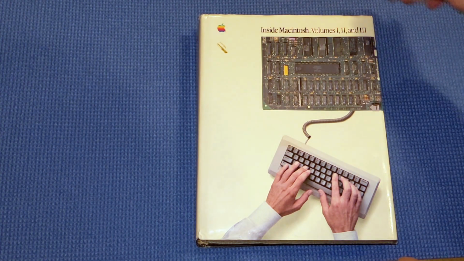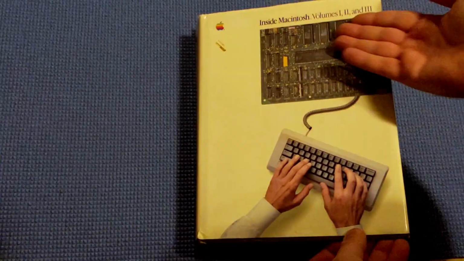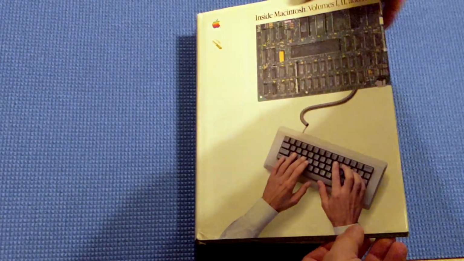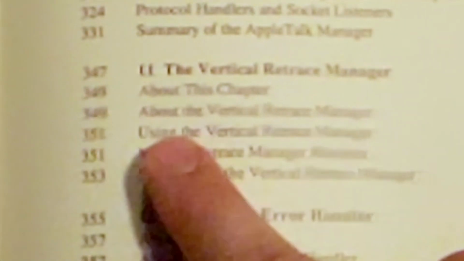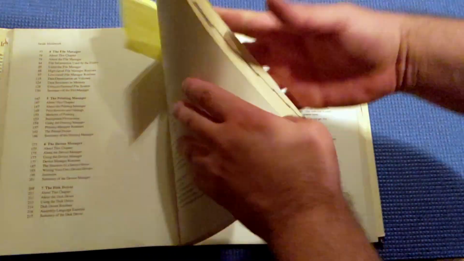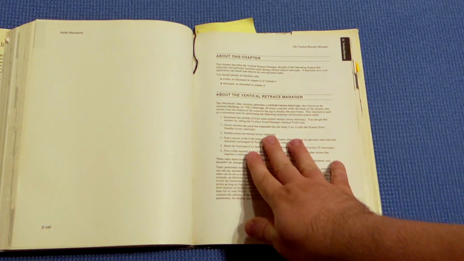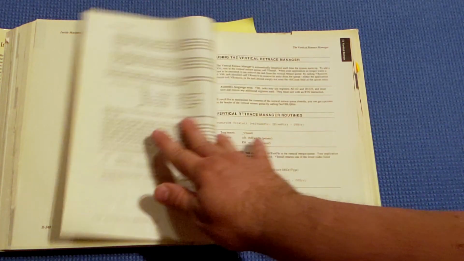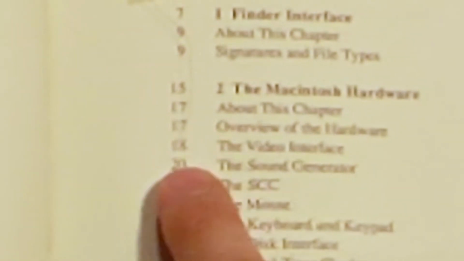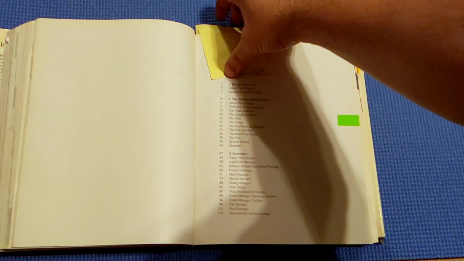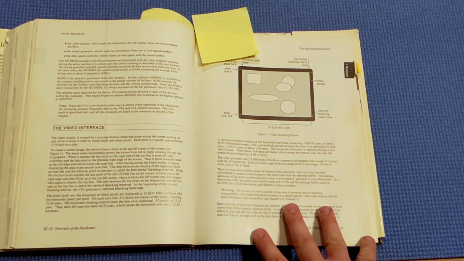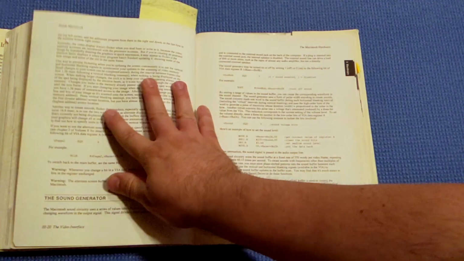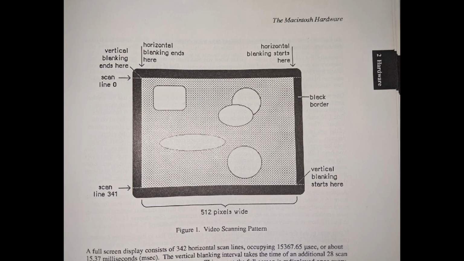I'm gonna crack open my hardcover edition of Inside Macintosh, volumes 1, 2, and 3 bound together. In volume 2, you'll find a section on the vertical retrace manager, which is where you learn how to deal with the vertical blanking interrupt, which is a thing we'll use extensively. And in volume 3, there's a section on the video interface. It'll tell you all about the sections of the screens as they are being drawn onto, with the timings in microseconds down to what happens on every line. Very descriptive stuff.